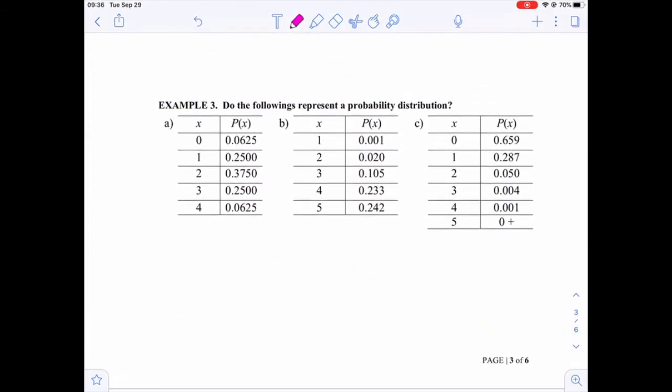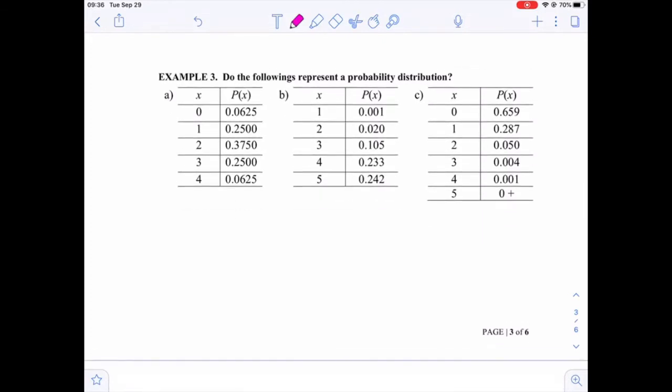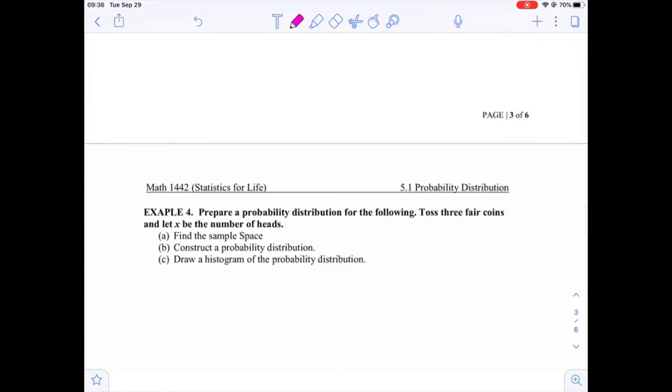Let's look at this one. We have A, B, C, 3 tables. We want to see if they are probability distributions. We need to find the sum of each one to see if they sum to 1. If the sum is 1, then they are probability distributions. Otherwise, they are not. So I'll leave it to you to find the sum of these values and see if the sum is 1, which means it's a probability distribution.